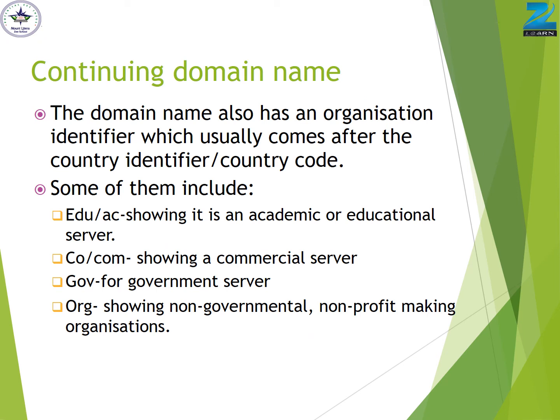Continuing with the domain name. The domain name also has an organization identifier, which usually comes before the country identifier or country code. Some of them include EDU or AC, showing it is an academic or educational server; CO or COM, showing a commercial server; GOV for government server; ORG showing non-governmental, non-profit-making organizations. So these are some examples. There are many more.